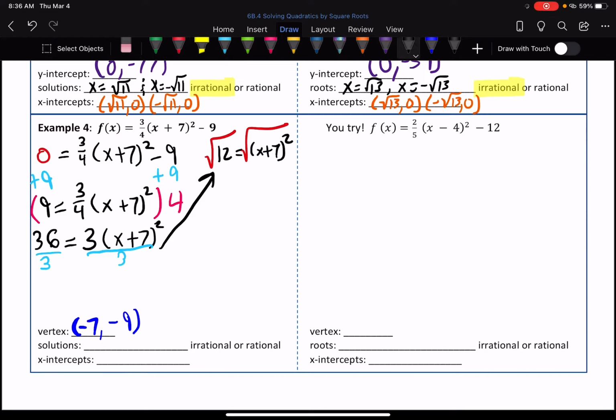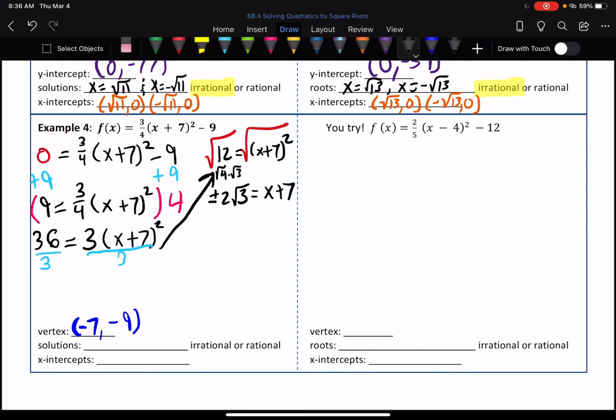The square root of 12 does reduce, because if I think of 12, I know the factors of 12 are 1 and 12, 2 and 6, and 3 and 4. So that 3 and 4 is what we're going to use because 4 is a perfect square. That square root of 12 becomes the square root of 4 times the square root of 3, which is going to simplify to plus or minus 2 times the square root of 3. And that's going to be equal to our expression x plus 7.